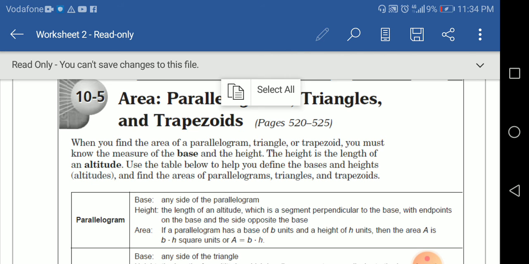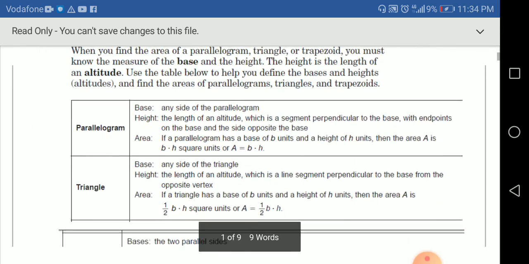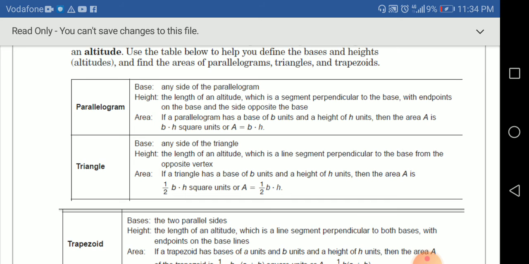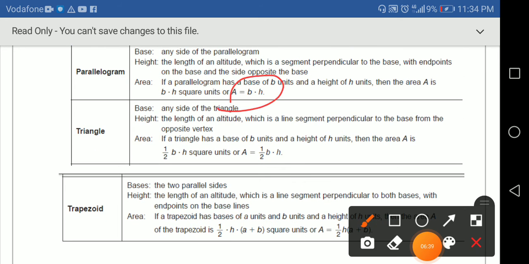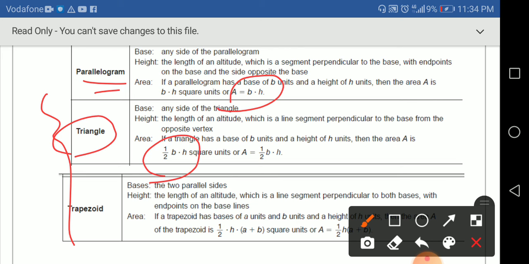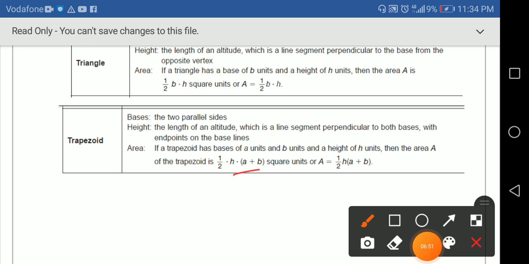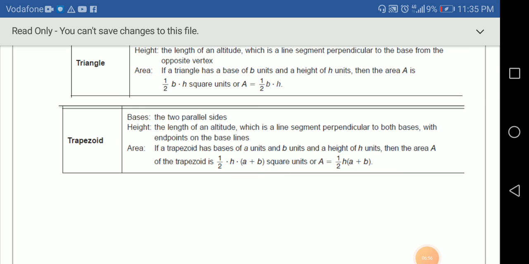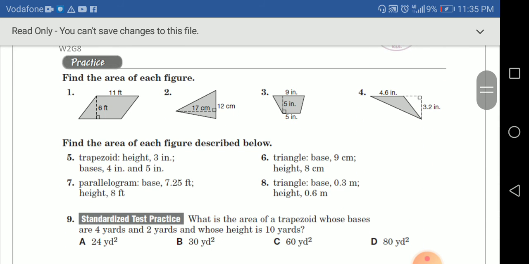I want to show you now. Base is any side of the parallelogram, and the height here, and you can read this. It's the same as I told you. It's like a summary here. Area equals base times height for the parallelogram. Triangle, half base times height. Remember this, read this very well. The trapezoid, I will take the two bases and add them, times height times half. Remember that, guys.